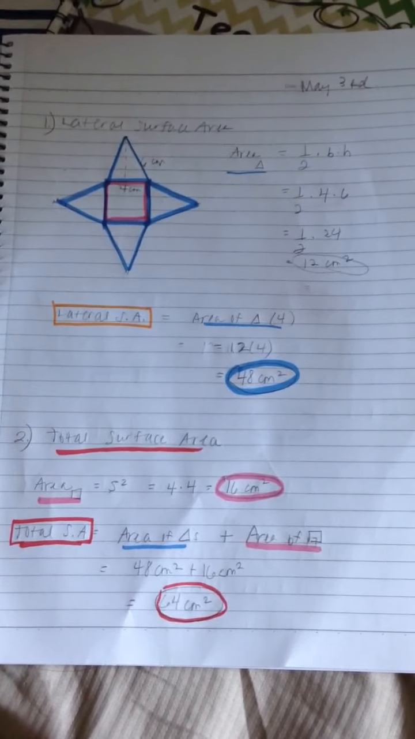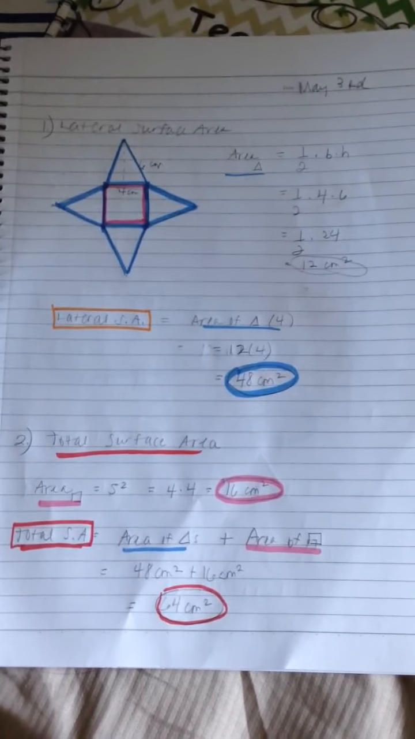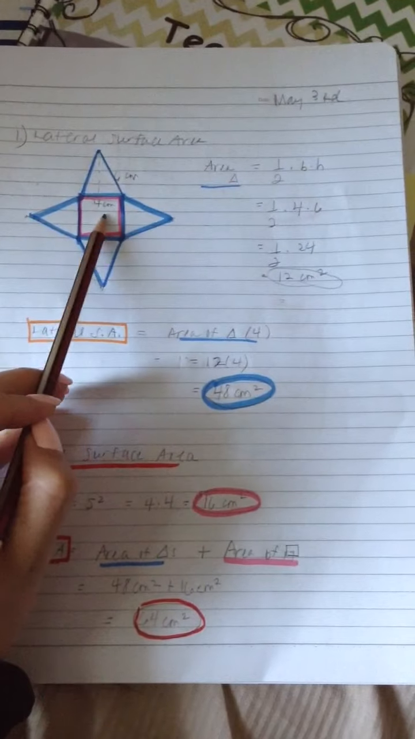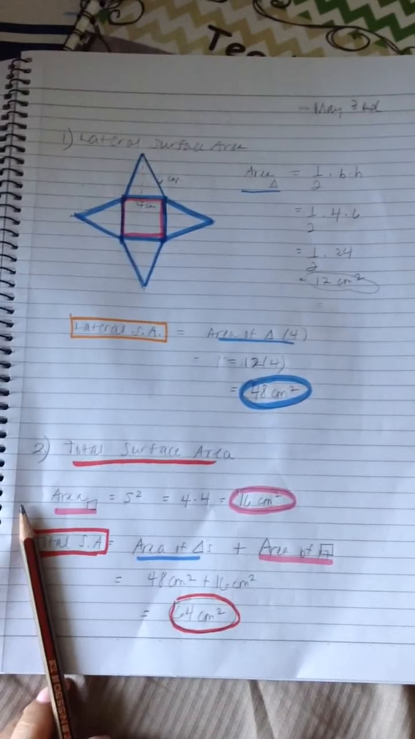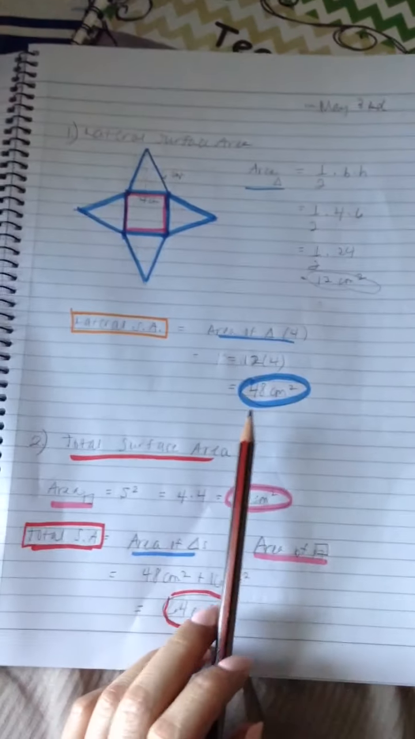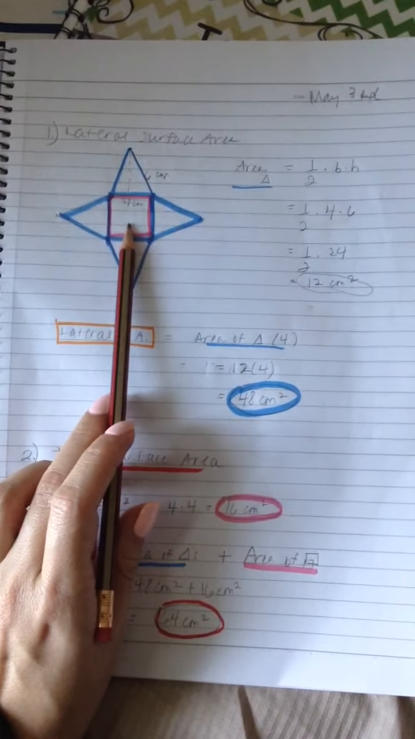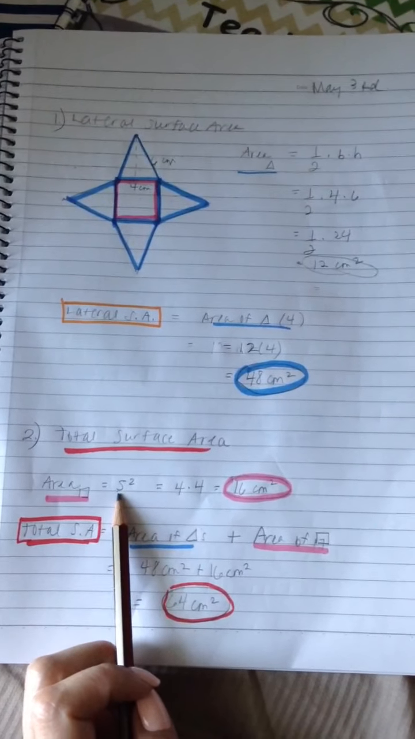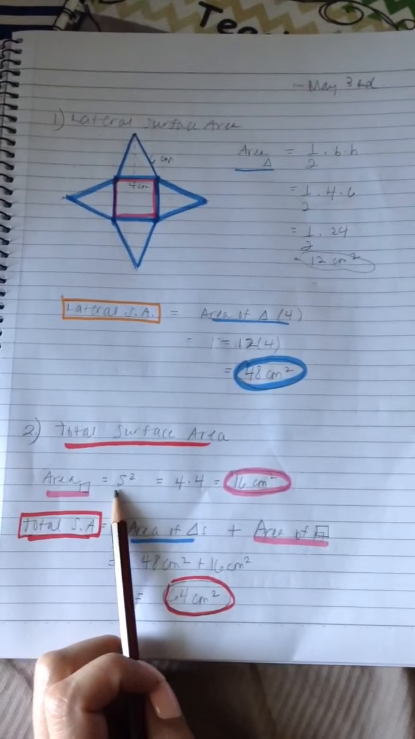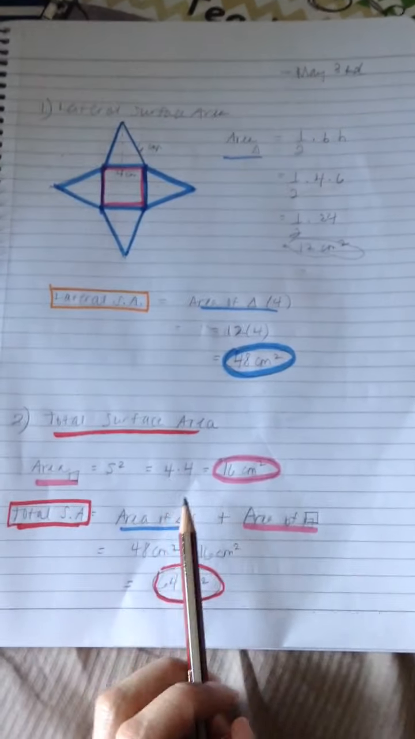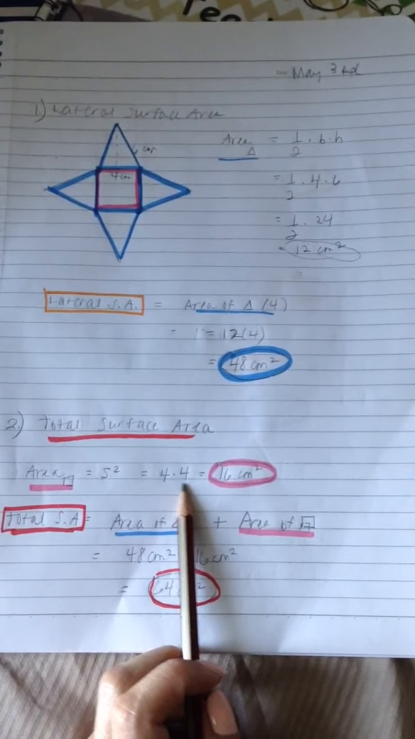Next, we need to find the total surface area. The total surface area is all of the faces, including the base. Well, we already know that our lateral surface area is 48 centimeters squared. Now let's just find the area of our base here, the base square. So you always want to start by writing your formula. To find the area of a square, it is side squared, or you can use length times width. Okay, well, what is 4 times 4?